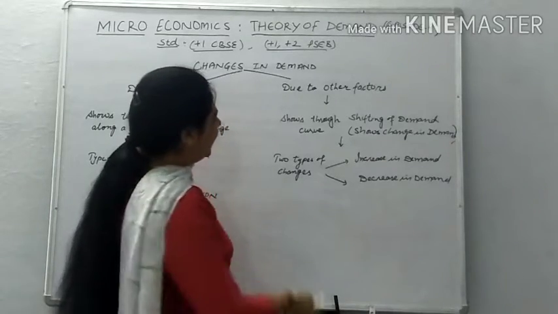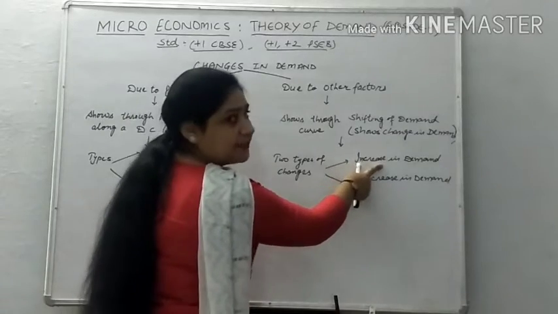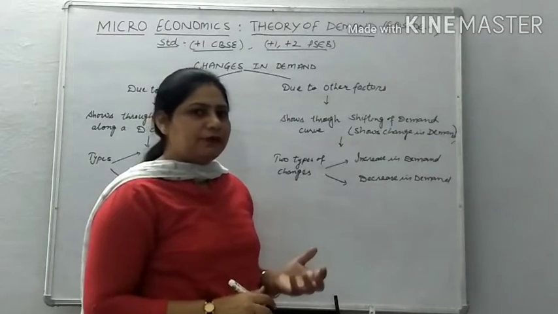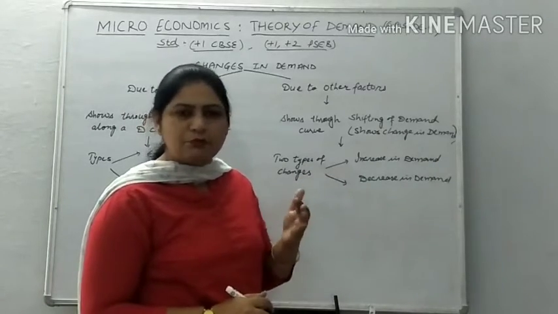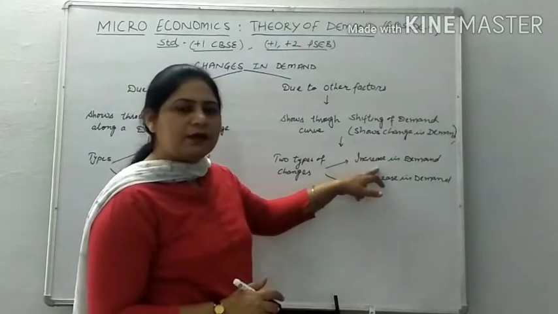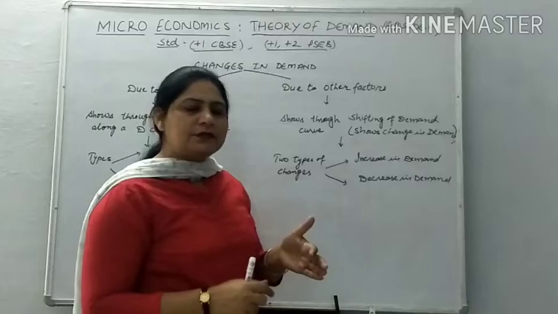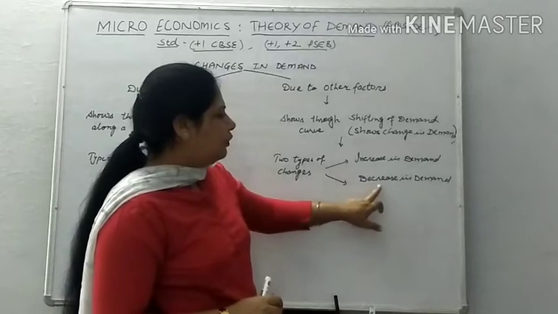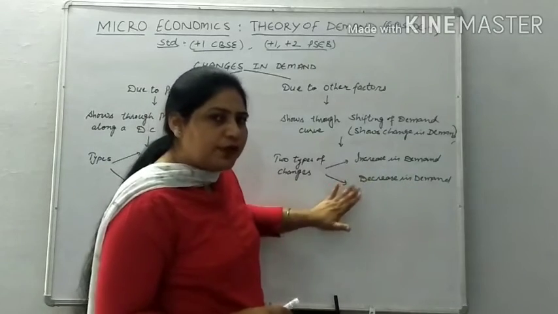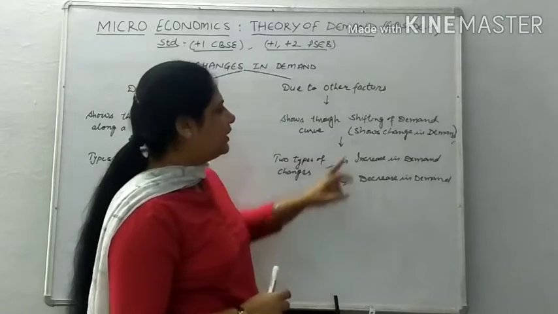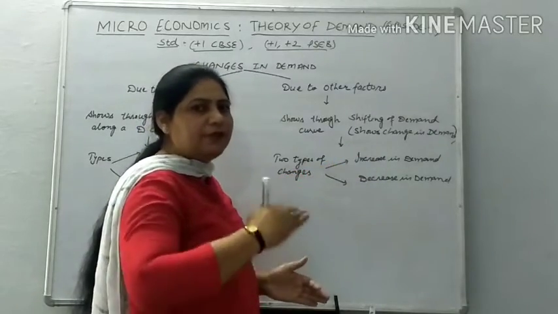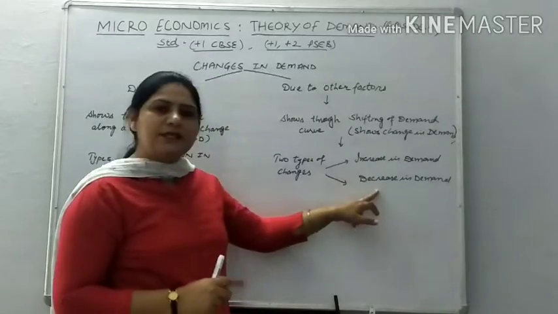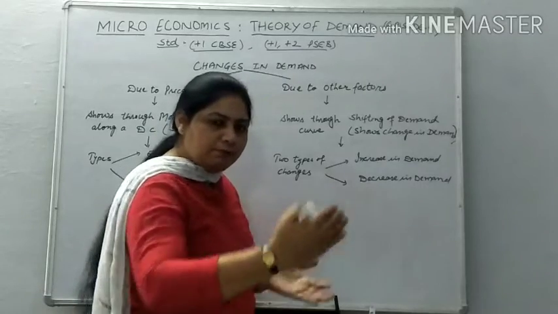In this case, two types of changes occur: increase in demand and decrease in demand. When other factors become favorable to the consumer's demand for a particular commodity, there is an increase in demand. On the other hand, if those factors work unfavorably, it is shown through decrease in demand, and we can show it through backward shifting. There are two types of shifting. If there is an increase in demand, it is forward shifting of the demand curve, and if there is a decrease in demand, we show it through backward shifting.